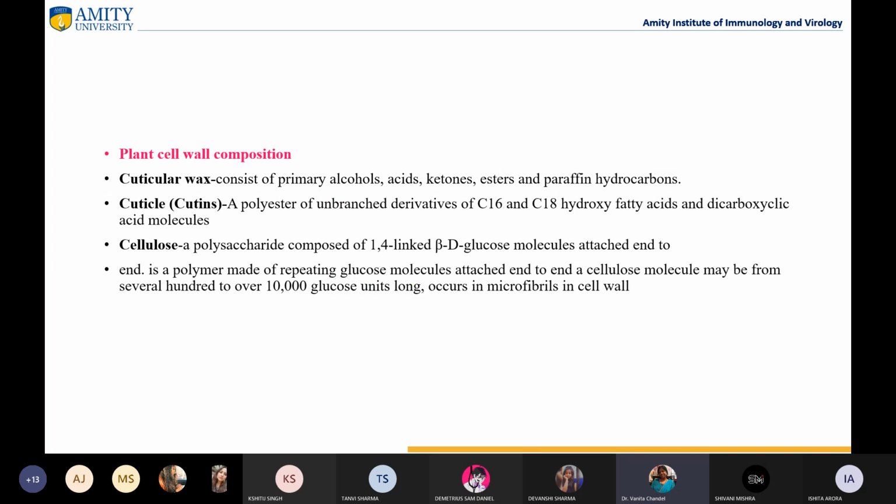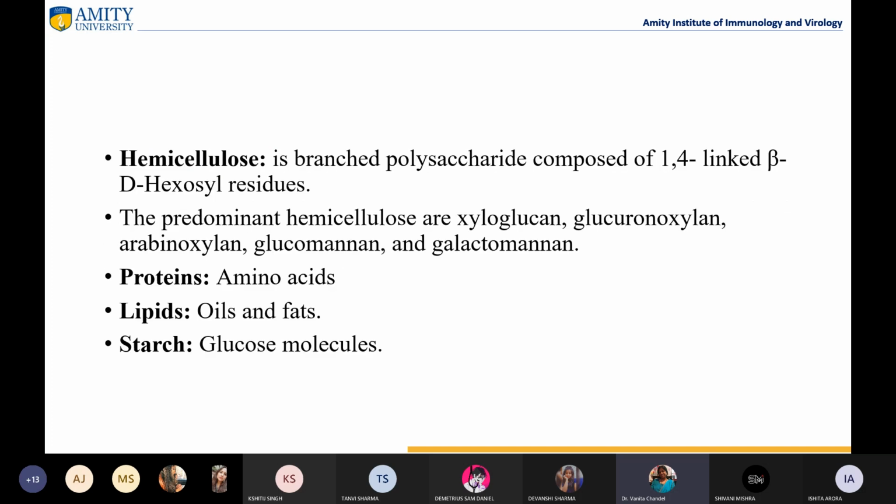Then plant cell wall composition, this we all know that it has a different composition. It could be cuticular wax. Then cuticle, again, it is formed of derivatives of hydroxy fatty acids or dicarboxylic acid molecules. Then we have cellulose also, right? So there are a number of different compounds of which the cell wall is made up, right? Then hemicellulose, we also know, again, it's a branched polysaccharide which is composed of hexosyl residues, right? Different components of a cell wall have a different composition, right?